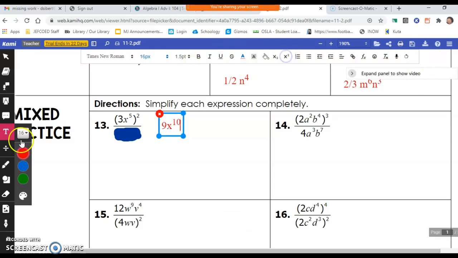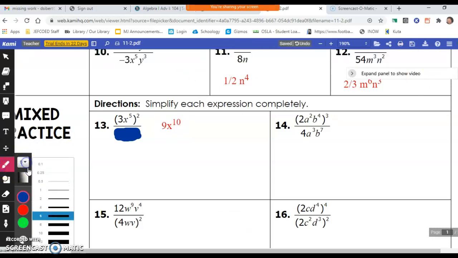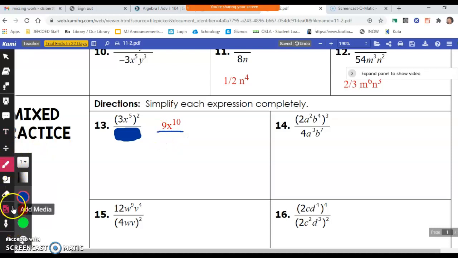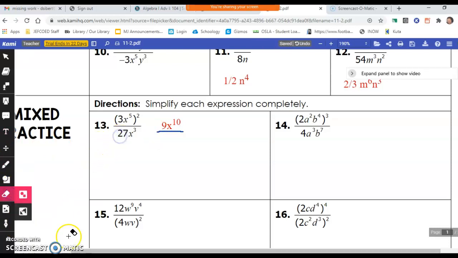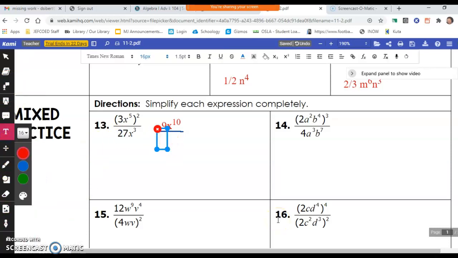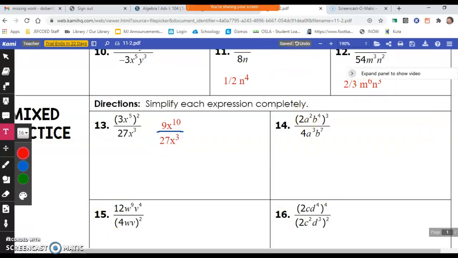Now I'm going to come back to my drawing tool, decrease the thickness, and draw a line for my division sign. Now, use your eraser tool and erase what's on the bottom there. Now you can visually see what we're going to be working on next. So then we have 27x to the third. I did that simply so you can focus on the power rule up top, and then you can come back and now let's work on the quotient rule.